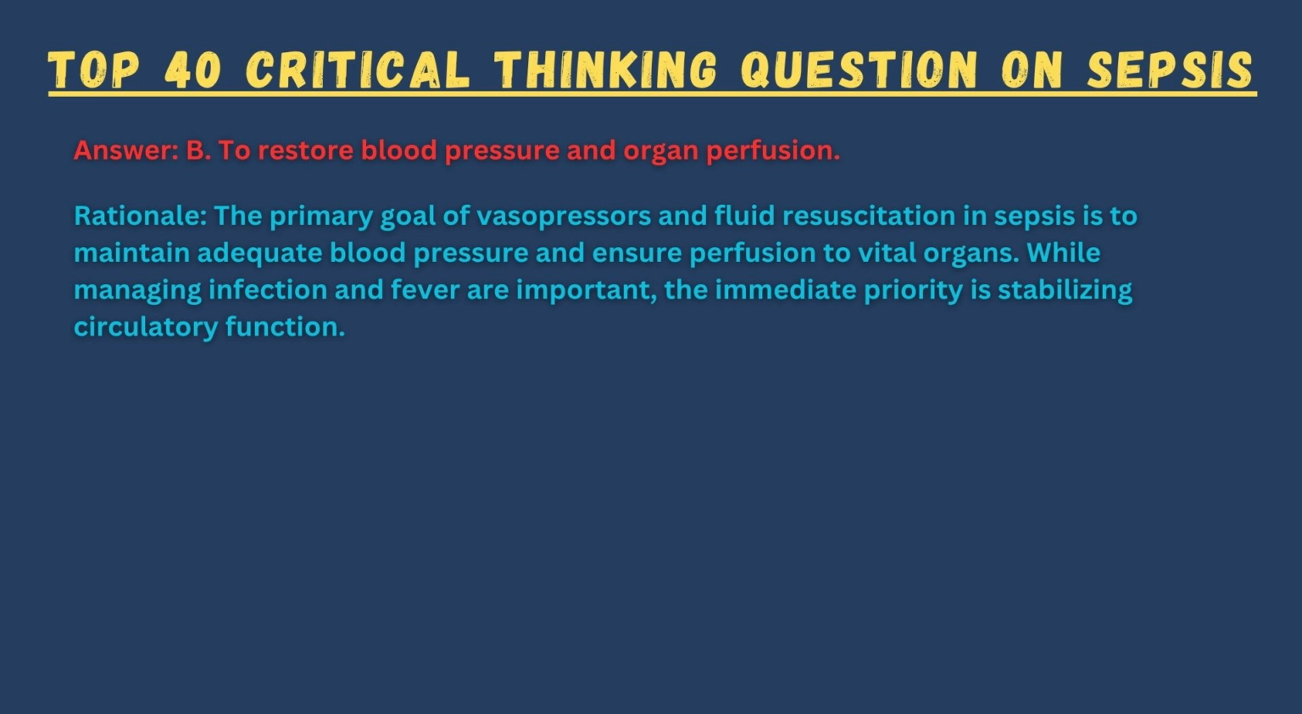Rationale: The primary goal of vasopressors and fluid resuscitation in sepsis is to maintain adequate blood pressure and ensure perfusion to vital organs. While managing infection and fever are important, the immediate priority is stabilizing circulatory function.